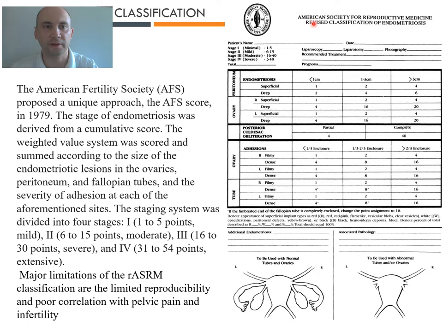The American Fertility Society, AFS, proposed a unique approach, the AFS score, in 1979. The stage of endometriosis was derived from the cumulative score. The weighted value system was scored and summed according to the size of the endometriotic lesions in the ovaries, peritoneum, and fallopian tubes, and the severity of adhesions at each of the aforementioned sites. The staging system was divided into four stages: 1, from 1 to 5 points, mild; 2, from 6 to 15 points, moderate; 3, from 16 to 30 points, severe; and 4, from 31 to 54 points, extensive. Major limitations of this classification are limited reproducibility and poor correlation with pelvic pain and infertility.